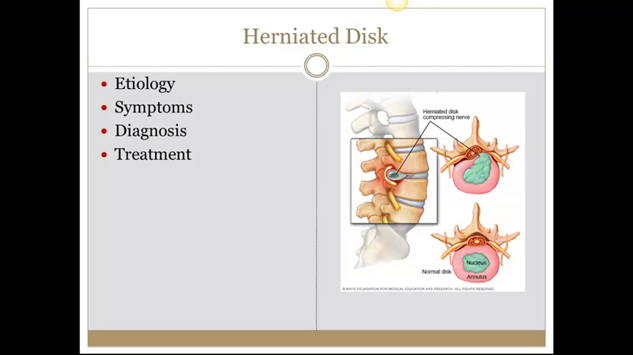Diagnosis of a herniated disc is physical exam, MRI, and sometimes a myelogram. And the treatment: physical therapy, analgesics, anti-inflammatories, cortisone injections, and surgery in severe cases.